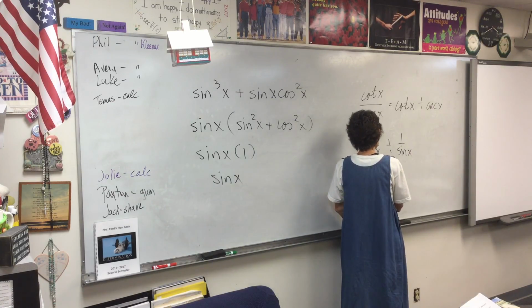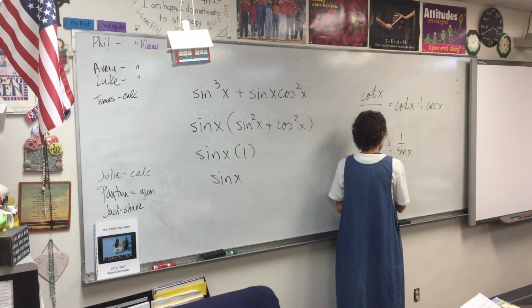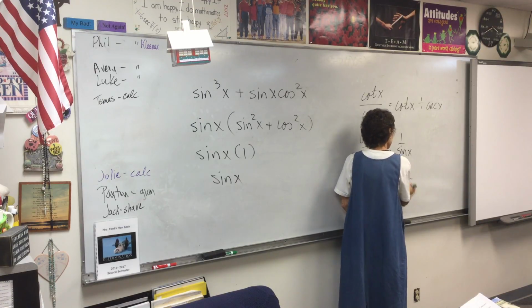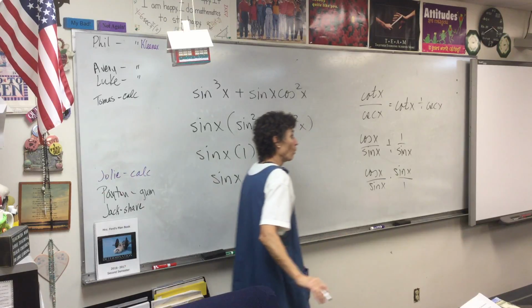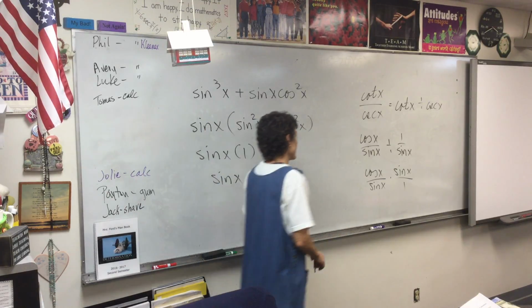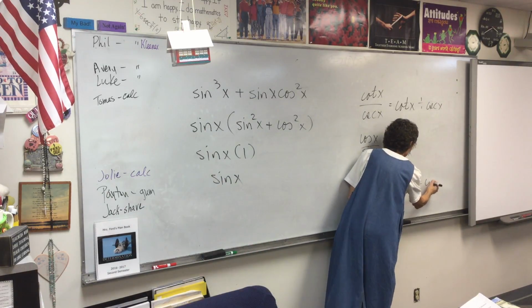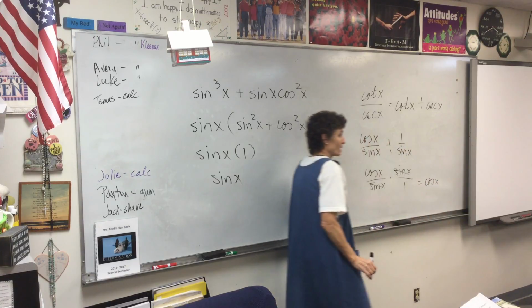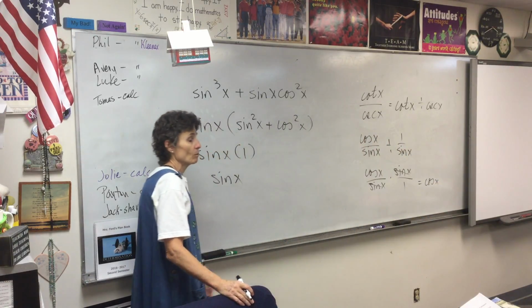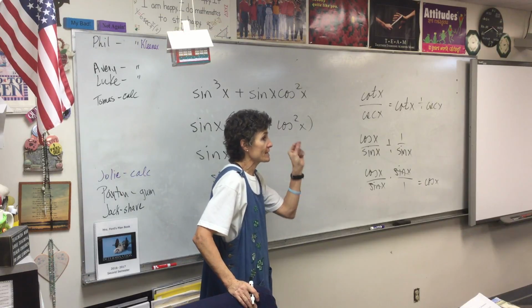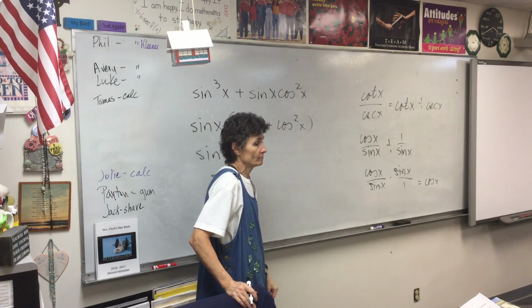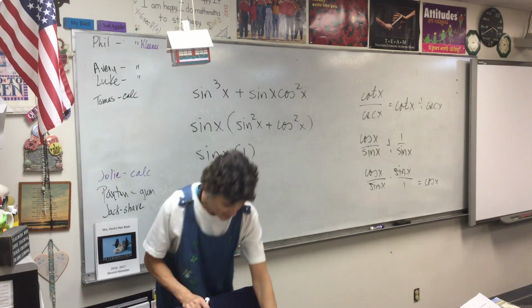So I have cosine over sine times sine over 1. What happens? They cancel, and we are left with just cosine. Now, are those hard? Yes. Are they impossible? No. We just got to be tough.